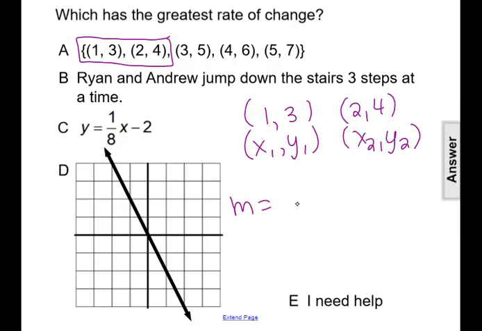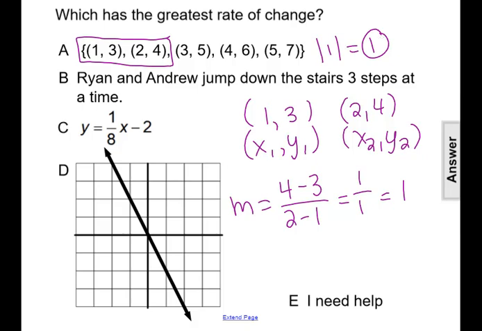So the formula is y2 minus y1 over x2 minus x1. So 4 minus 3 is 1, 2 minus 1 is 1. So the slope of A, the rate of change, is 1, and the absolute value of 1 is 1. So for A, we're using the number 1 to represent that function.